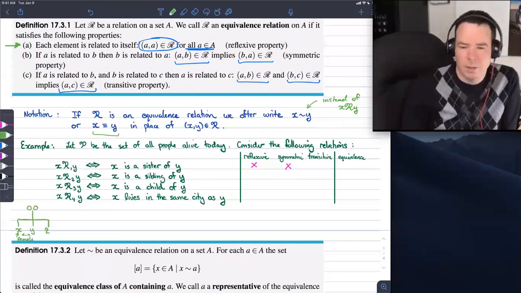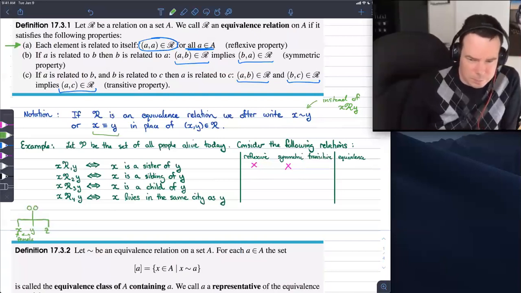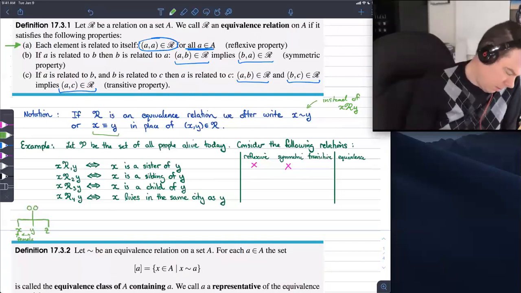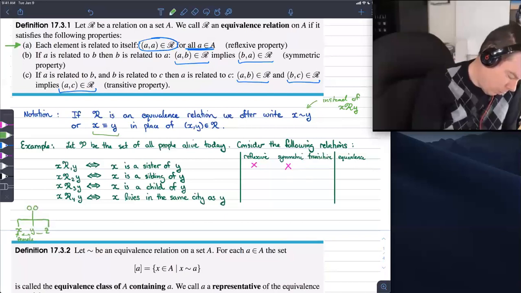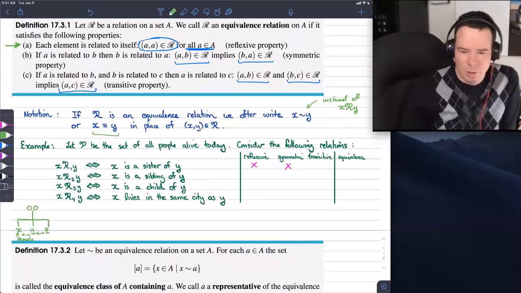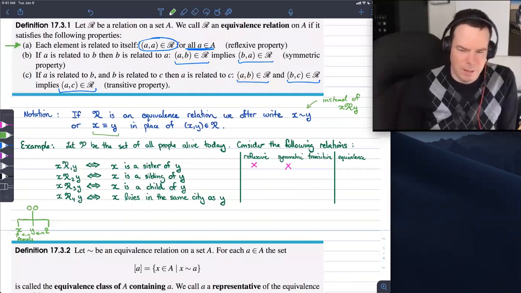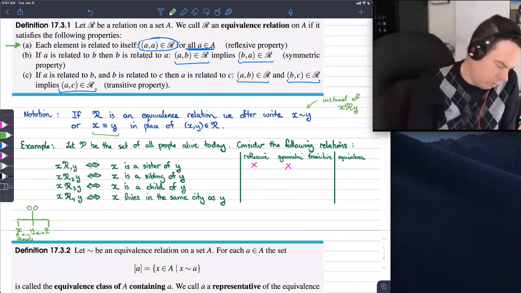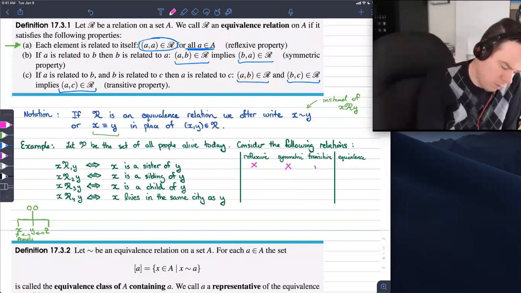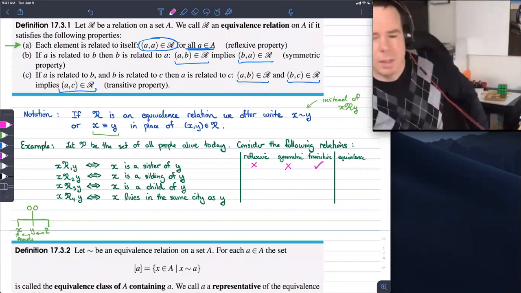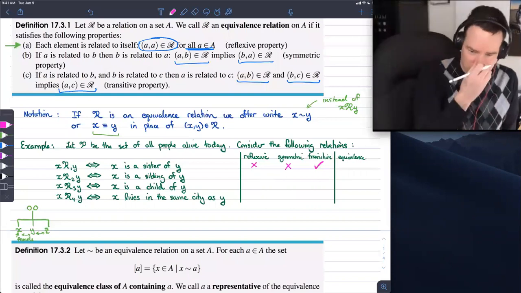So X is female and is a sibling of Y, and Y is a sister of Z. So from that, we're just getting that Y and Z are siblings of each other. And so then X and Z should be siblings of each other. And because X is female, then X is a sister. It's a sibling and a female sibling of Z, so it should be a sister. So it looks like, yeah, we're getting that it's transitive in this case.